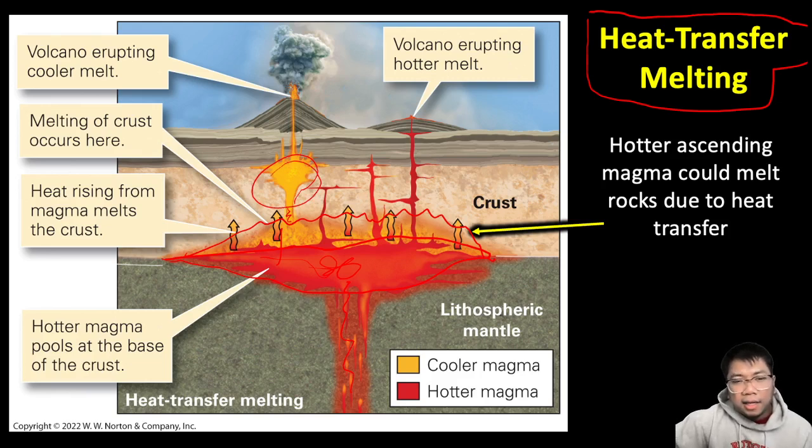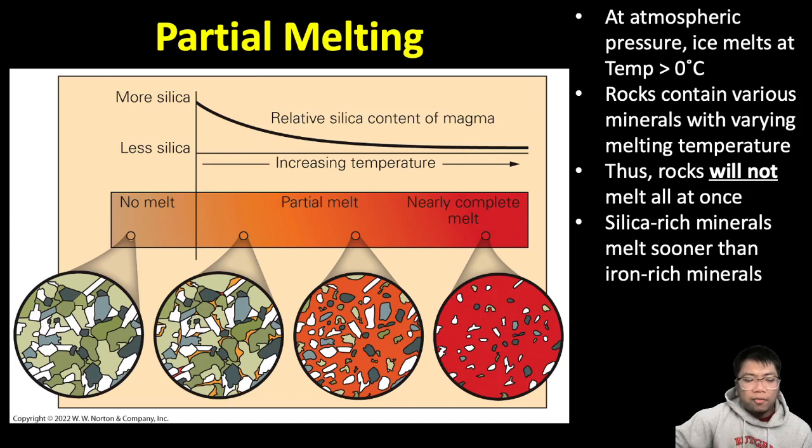But my point here is that the process of melting these crustal rocks is actually not very straightforward. What I mean by straightforward is that imagine if you have an ice cube, and at atmospheric pressure, that ice cube will start to melt at a temperature above 0 degrees Celsius, right? So, for example, if you have 0.5 degrees Celsius, then this should be enough to melt the ice, even though it may take longer, but it will eventually melt the ice. Okay?